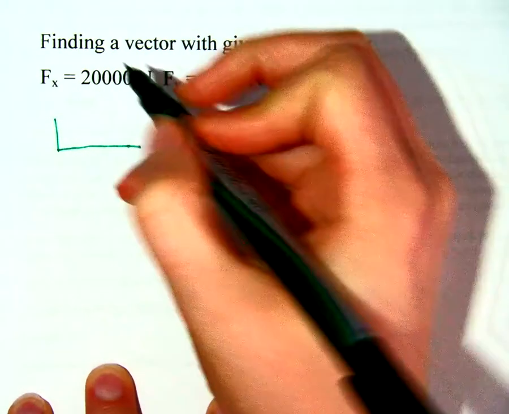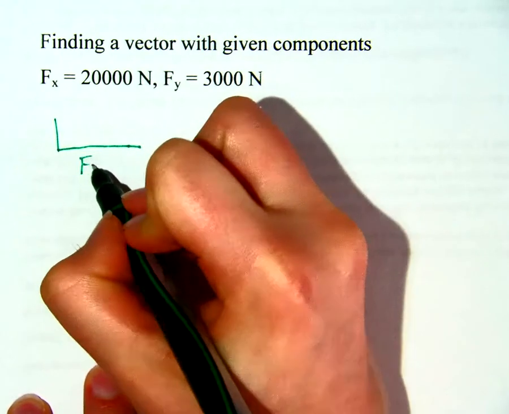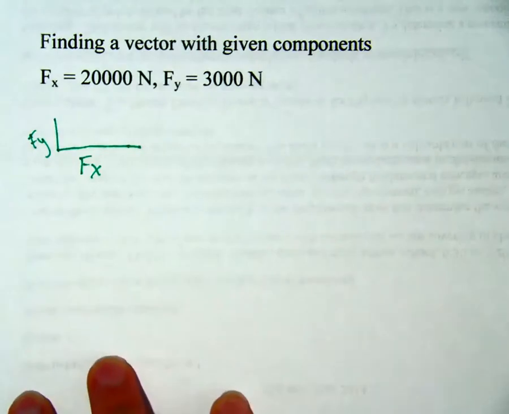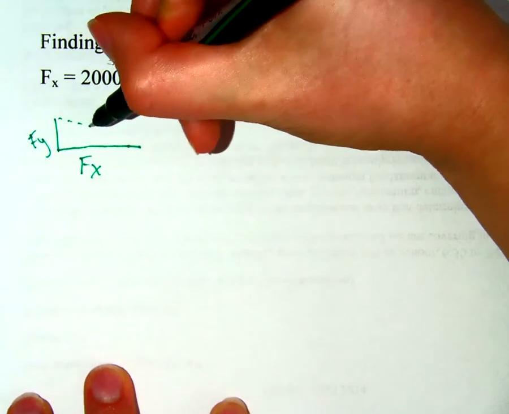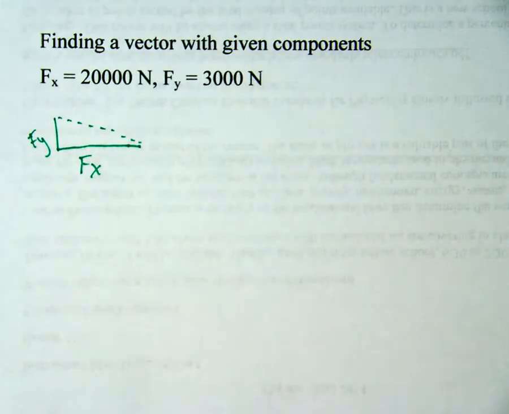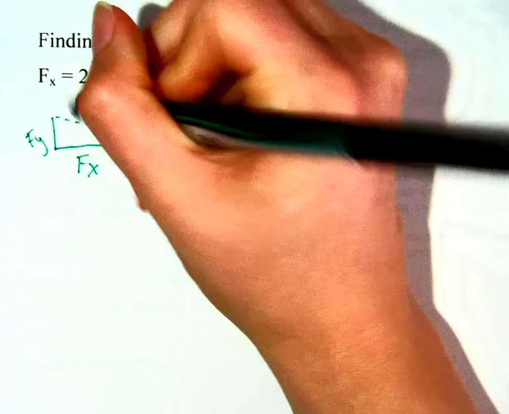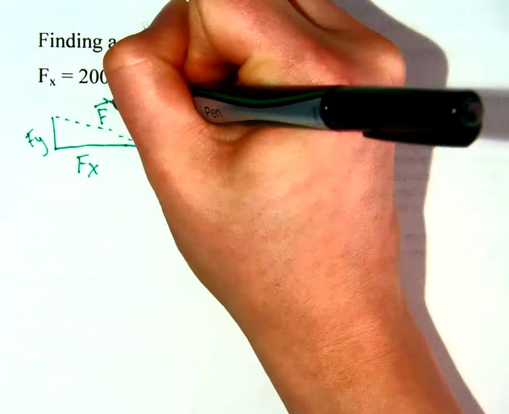So we have our triangle. The horizontal is our x component, and our vertical is our y component. And we're going to be looking for the resultant vector here. Because this has the standard lettering of F, I'm going to say that our resultant vector will be F vector.